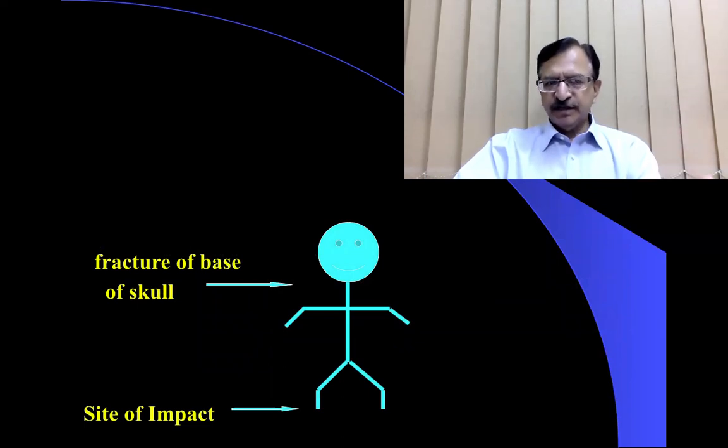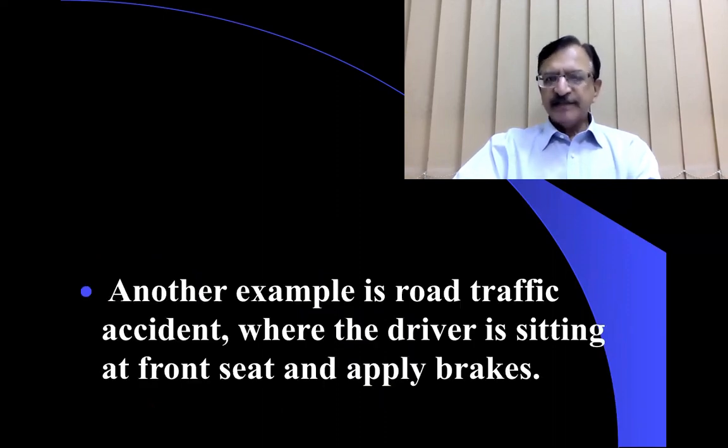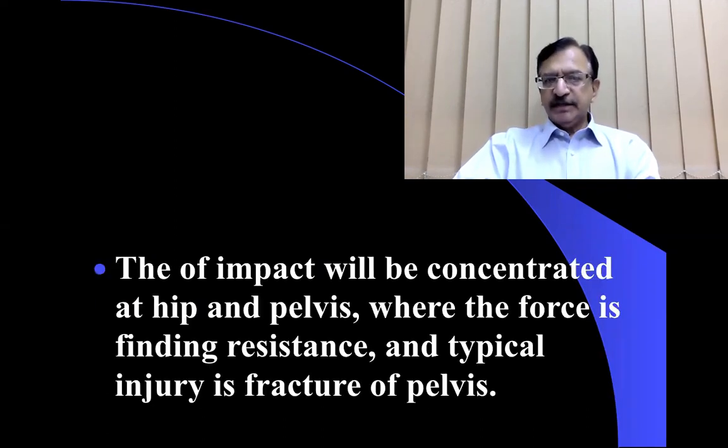The person is jumping, feet are striking, which are the point of contact, but the fracture is at the base of the skull, as through the vertebral column the energy will be dissipated. Another example is in a road traffic accident, where the driver is sitting and applying brakes, and the impact will be concentrated at the hip and the pelvis, where the force is finding resistance, and the typical injury of fracture of pelvis will occur.